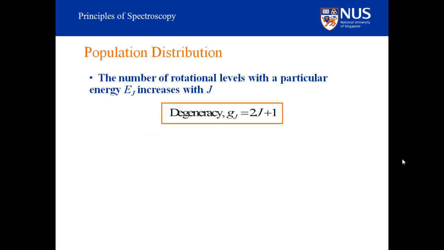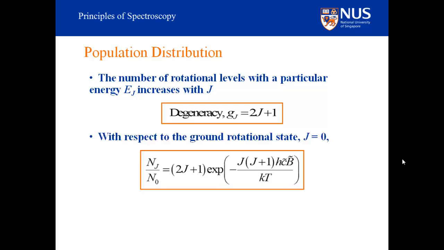So let's have a look at how the degeneracy is going to change the population distribution. It frequently makes sense to reference the population to the ground state, the J equals 0 state. That is, make the ground state our reference state. This makes our distribution somewhat simpler because the J equals 0 level is not degenerate, so the degeneracy in the denominator disappears. Remember, the degeneracy of any level is equal to 2J plus 1.